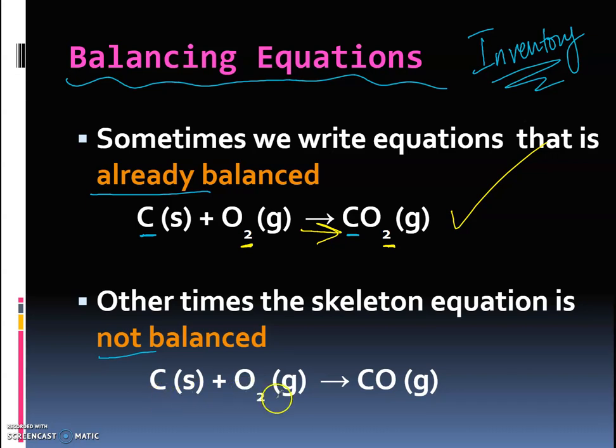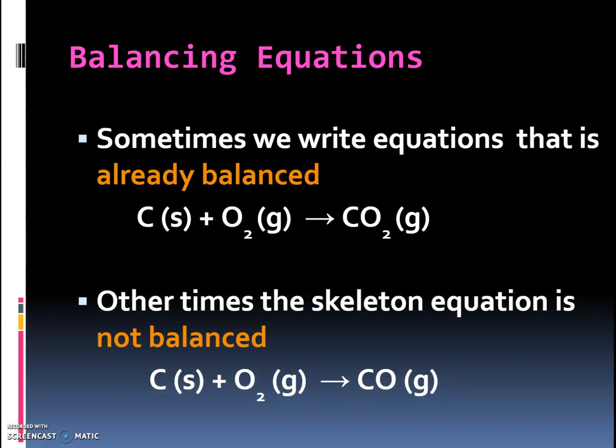But if I have C plus O2 makes CO, carbon monoxide, I have one carbon on the left, one carbon on the right, that checks out. But I have two oxygens on the left and only one oxygen on the right, and that doesn't check out. So this is not balanced. So what do I do then?